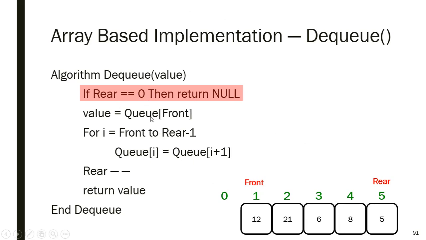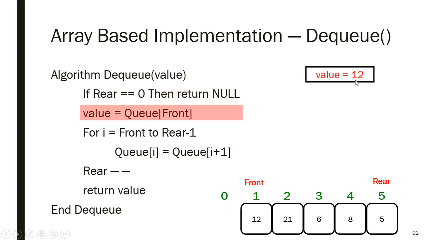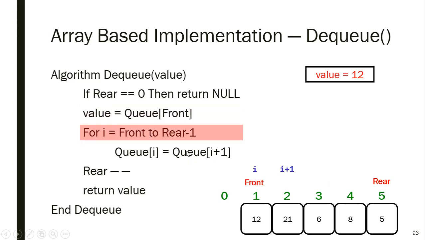So you are going to remove that one. Removal will happen at the front end. You will first save this value, because it is going to be returned later on. Now this is a very simple loop. For I is equal to front to rear minus 1, front is 1 and rear minus 1 is 4. So I will run from 1 to 4. But what will it do? It will copy. We do not need this 12.